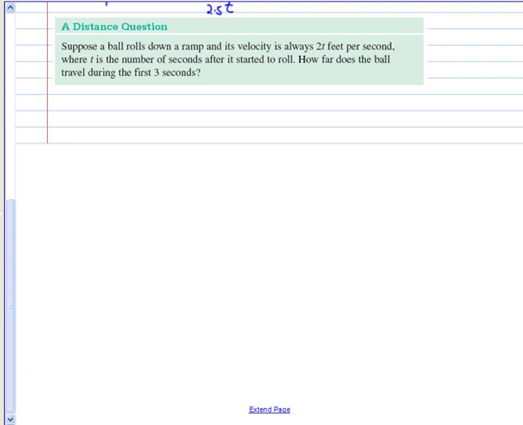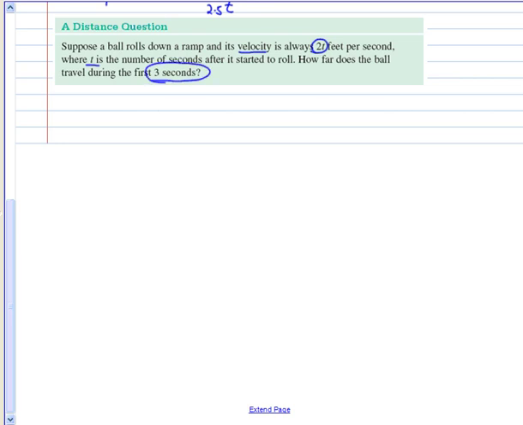Distance question. Suppose a ball rolls down a ramp, just like in Section 1. We have this ramp, and the ball starts at the top and rolls down the ramp. Its velocity is always 2t feet per second. This ball is accelerating. Its velocity is always 2 times the time. As our time gets longer, our velocity gets bigger. After 1 second, it's 2 feet per second. After 2 seconds, we're up to 4 feet per second, etc. So t is the number of seconds after we have started rolling. It wants to know how far does it travel during the first 3 seconds.